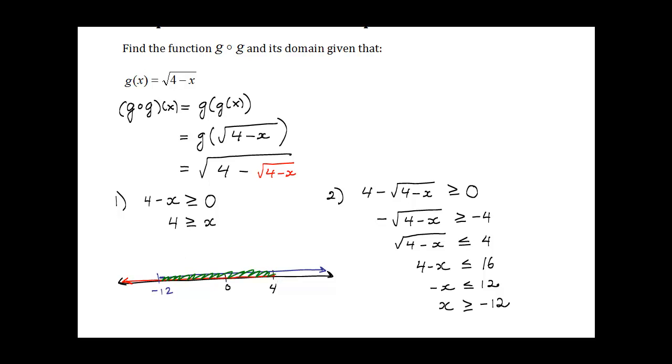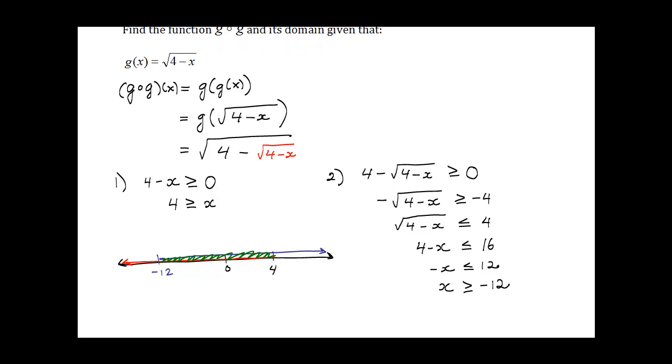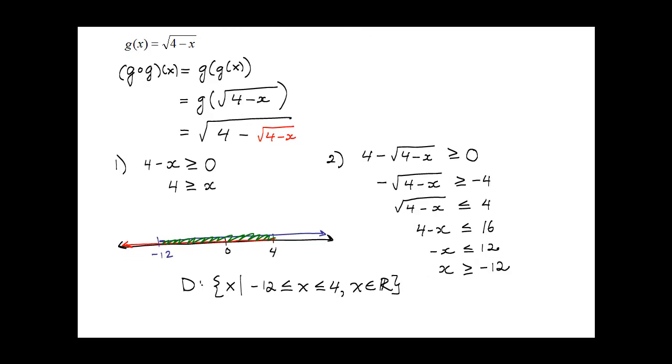So as you can see, the domain will be the following. x is such that x must exist between negative 12 and 4 inclusive. x exists on the set of real numbers. Or in interval notation, it's just negative 12 to 4 with the square brackets.